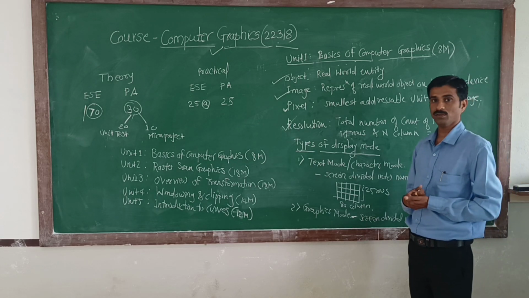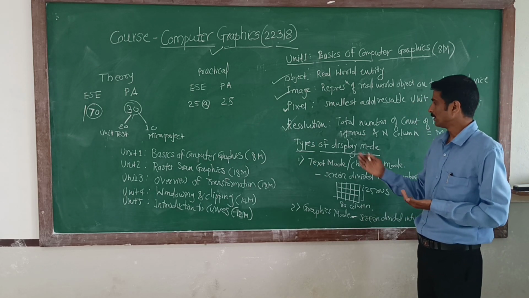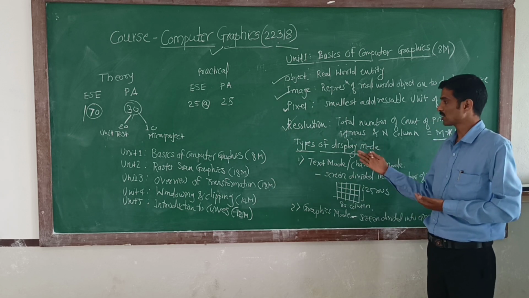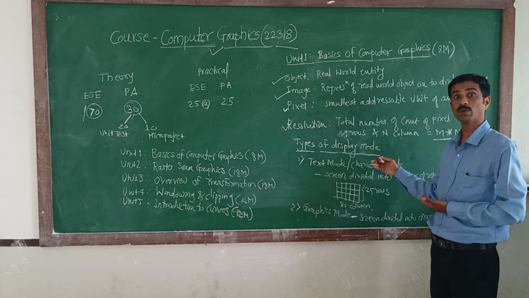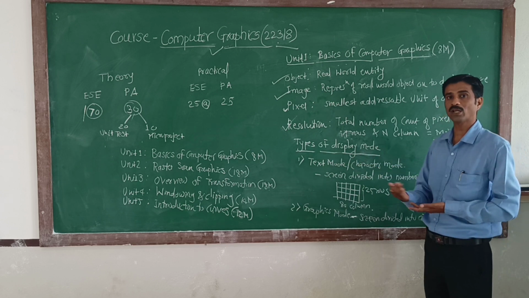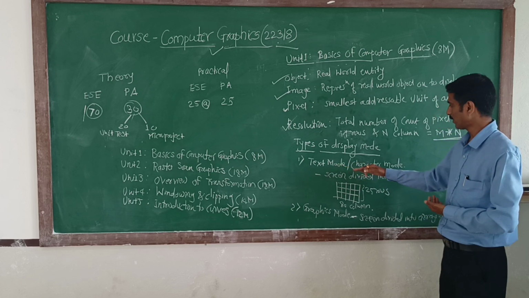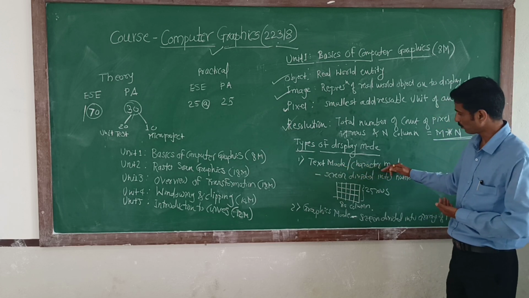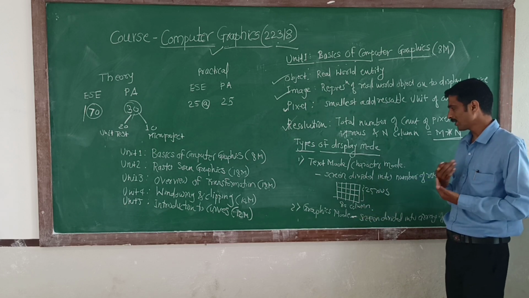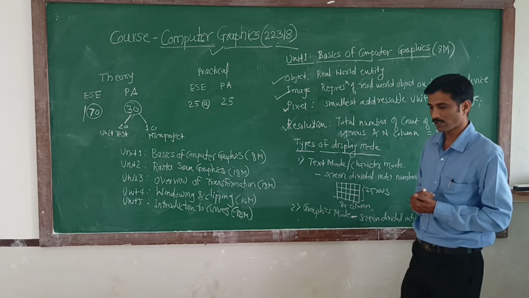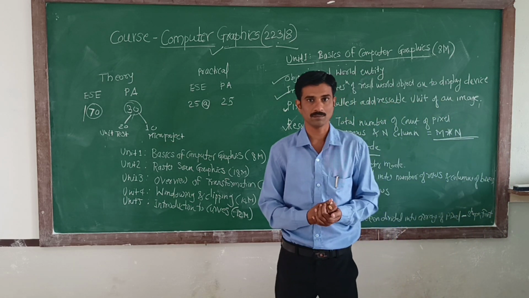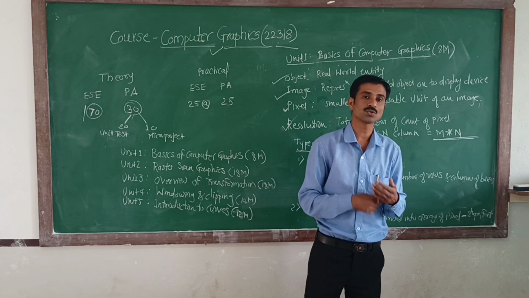Then moving ahead, next part is types of display mode. तर याचे दोन टाइप्स आहेत. There are two types of display mode. First is text mode, also called character mode, and other is graphics mode. Text mode म्हणजे नावाप्रमाणेच it is used to display only characters.